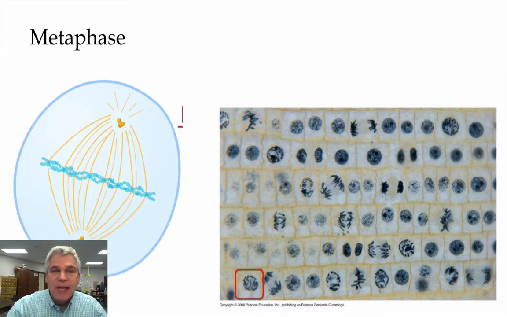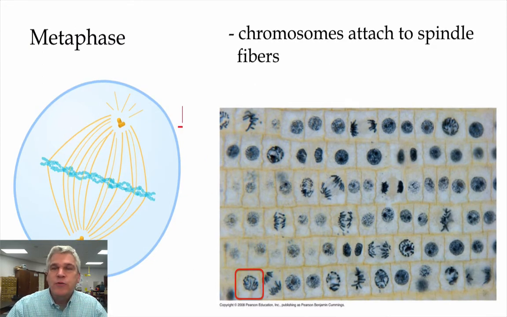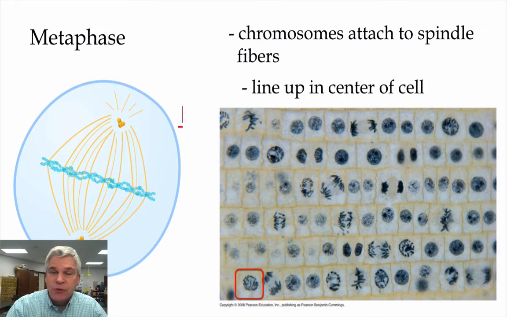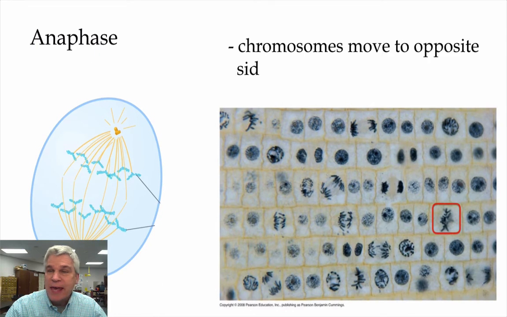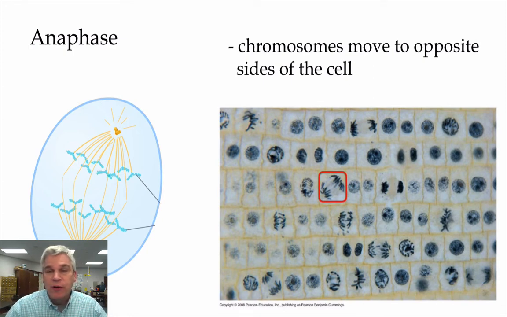broken down. During metaphase, chromosomes will attach to the spindle fibers, and they will all line up in the center of the cell. So here we can see a cell that is in metaphase. All those chromosomes are right in the middle of the cell, very easy to identify. Now these chromosomes are going to start to split during anaphase. They move to opposite sides of the cell. Here we can see a cell that is undergoing anaphase now. One set of chromosomes going to one side, one set of chromosomes going to the other side.